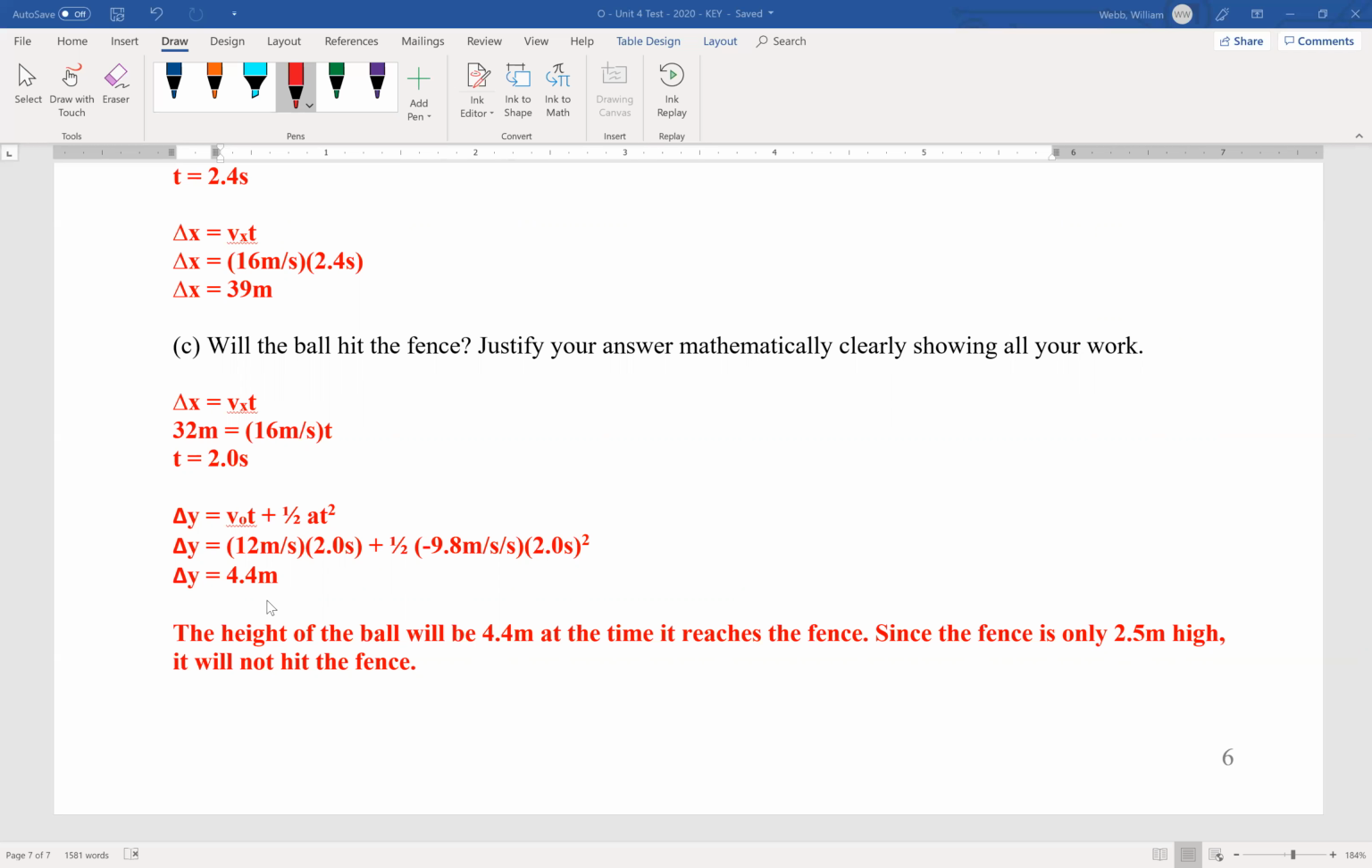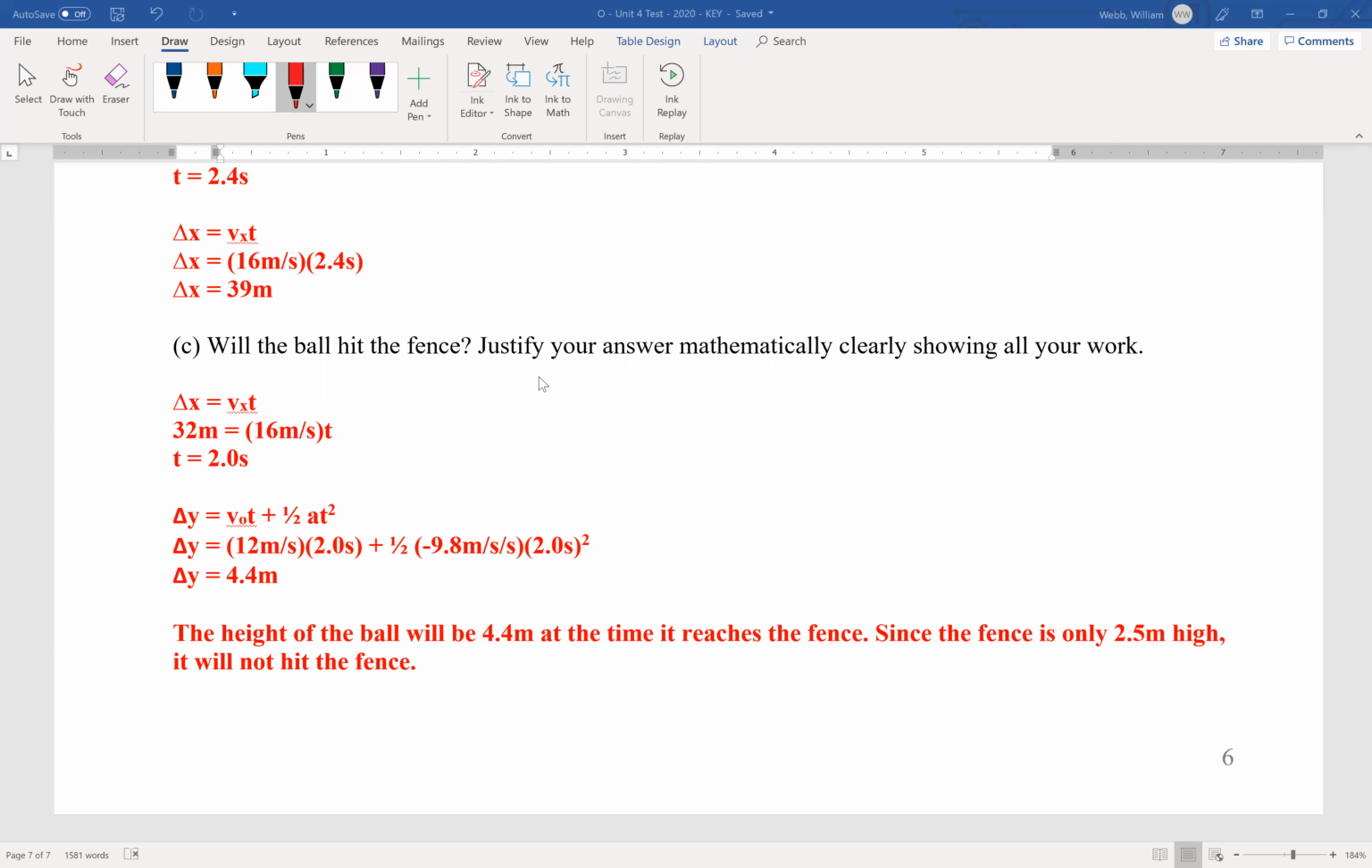Another way you could do this is to find this time of 2 seconds and then find the 2 points on the parabola where the height is 2.5. So you could use the second kinematics equation, figure out how much time it is when it's at 2.5 meters high. So you're actually solving for the time. And if you do that, you get like 0.23 seconds. So it reaches 2.5 meters at 0.23 seconds on the way up.